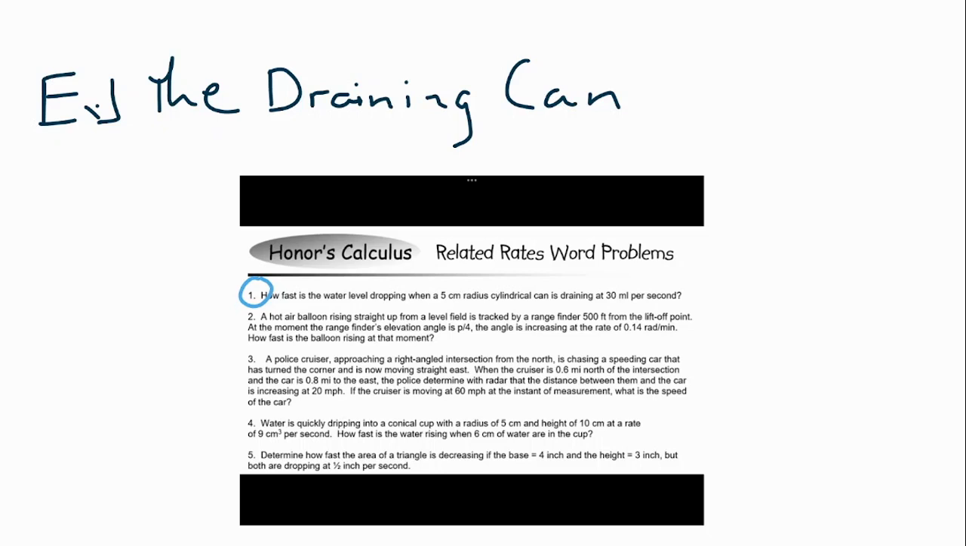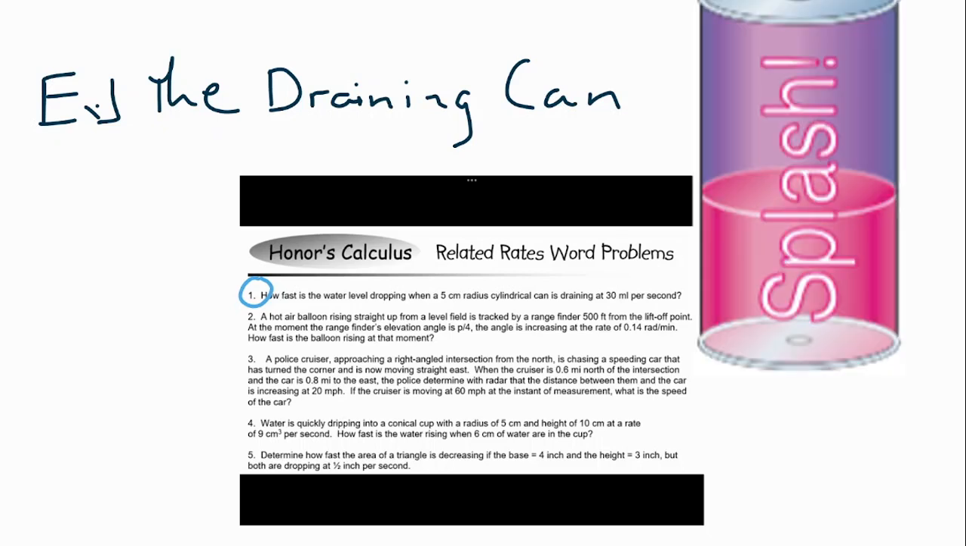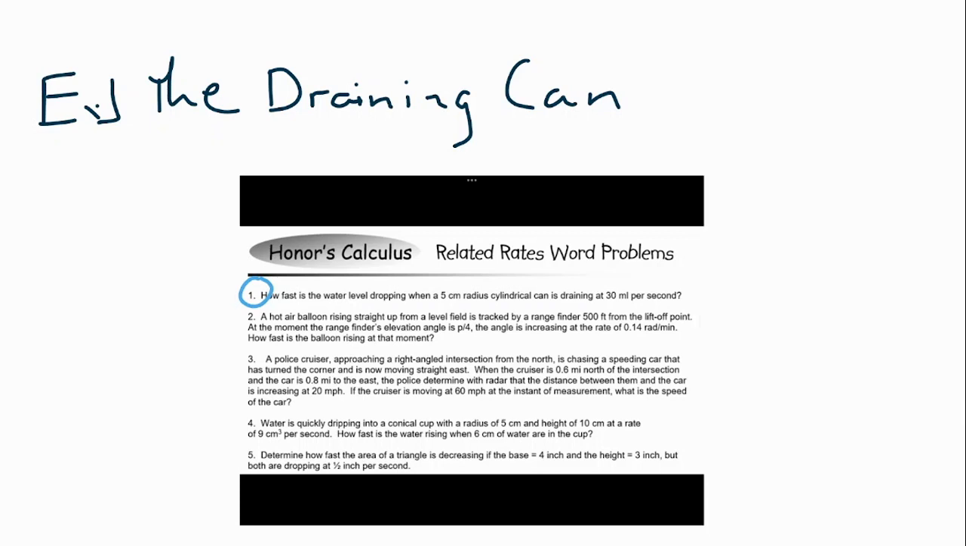How fast is the water level dropping when a 5 centimeter radius cylindrical can is drained at 30 mils per second? Picture a soda can. It's got liquid in it, but there's a hole in the bottom. And so obviously the water level is dropping. And we're also losing a certain amount of volume every second. So let's see if we can figure out how to find that changing height.